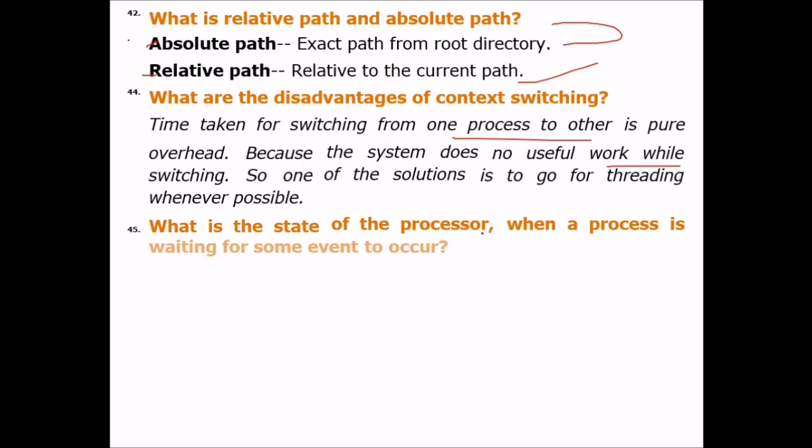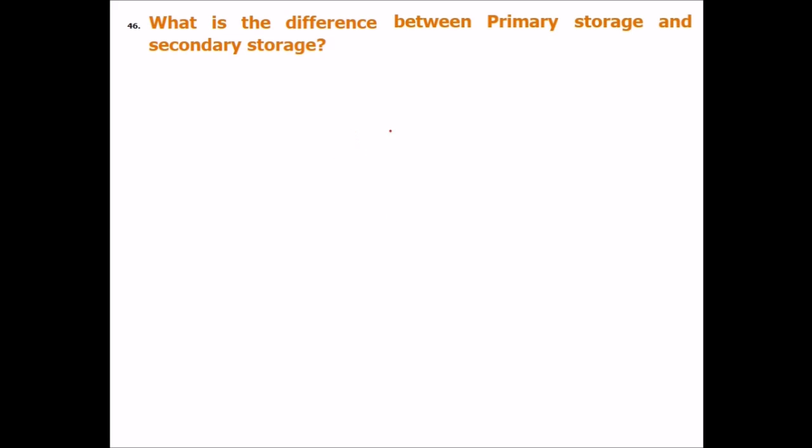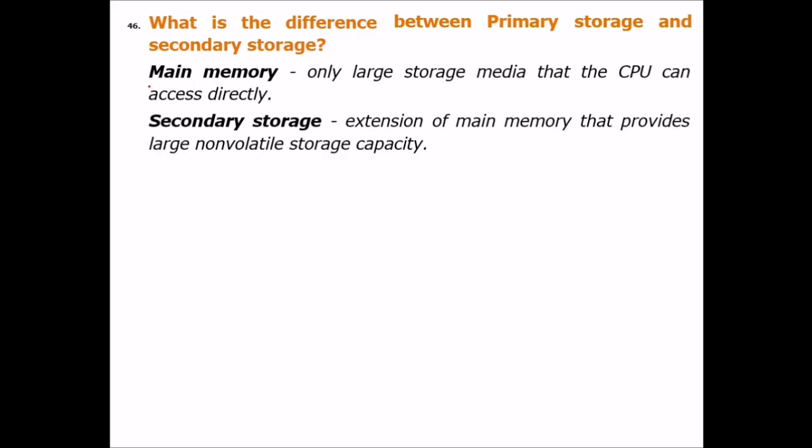What is the state of the processor when a processor is waiting for some event to occur? It is the waiting state. What is the difference between primary storage and secondary storage? This is primary, this is secondary. Main memory is the only large storage media that the CPU can access directly. Secondary storage is an extension of main memory that provides large non-volatile storage capacity. Main memory is volatile. Volatile means as soon as you switch off the power, all the data will be gone.